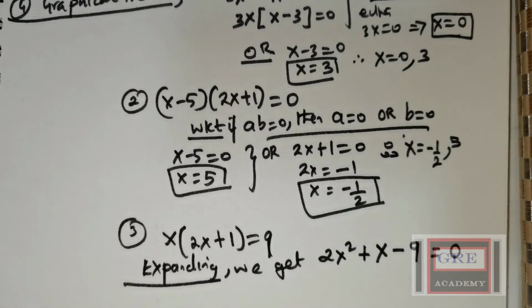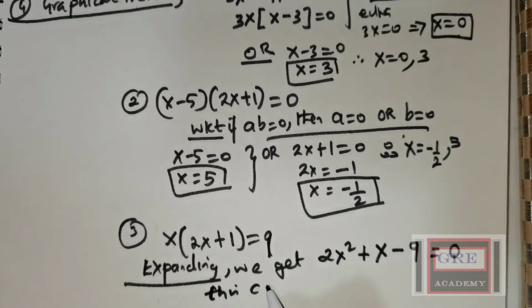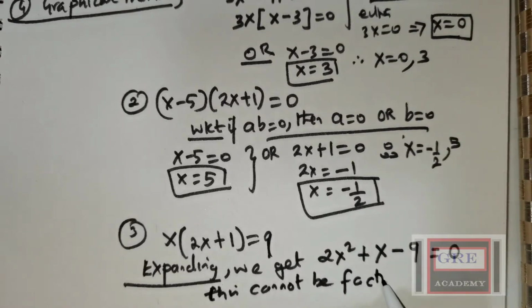So the question now is to simplify or to solve this. So how are you going to solve it? Now if you see this equation, it cannot be factorized because of the presence of the number 9. So you can clearly say by factorization we cannot achieve the result, or you can simply conclude that this cannot be factorized.